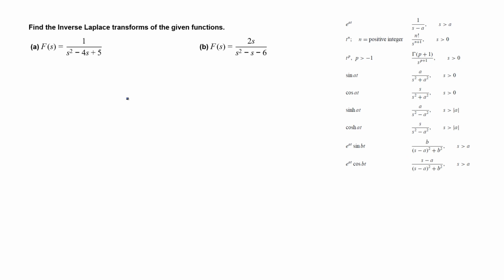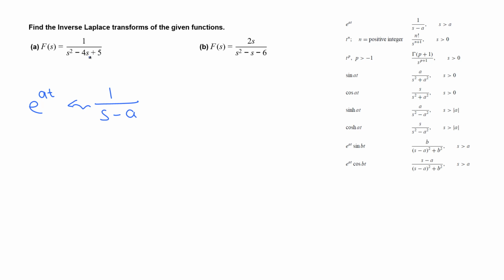We know that when we have 1 over s minus some number, the inverse comes from e^(at). So if the bottom factors, then we can use partial fraction decomposition to write this as a sum of two simpler fractions and use this rule. 5 is 5 times 1. So plus... No, this does not factor properly.